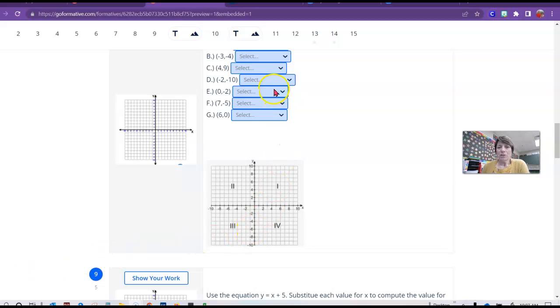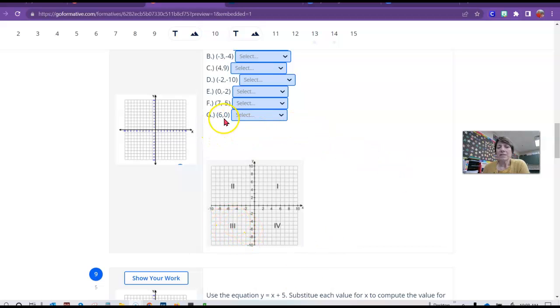Just a reminder here that sometimes you'll need to tell which quadrant or on which axis these points might fall. And so here for -3, -4, we'd start at 0, 0, go to -3, and then down to -4, and we see that that would lie in quadrant 3.